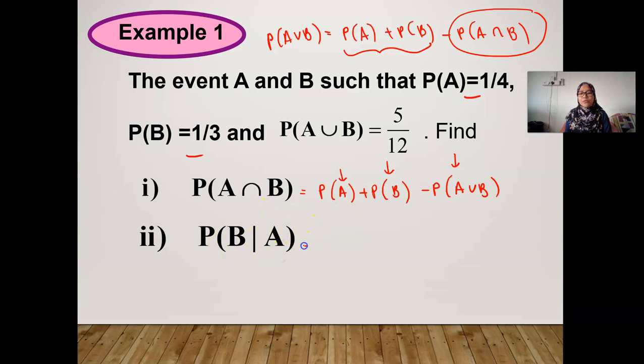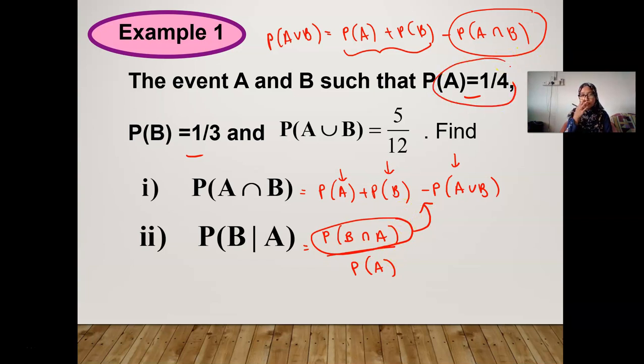And then using the conditional probability, P(B given A) is equal to P(B intersect A) over P(A). The numerator is the answer from the first part over P(A). P(A) is this value. I think this should be okay as long as you memorize the formula.